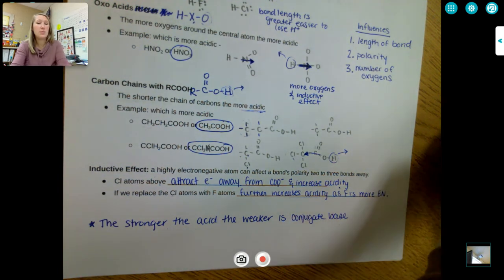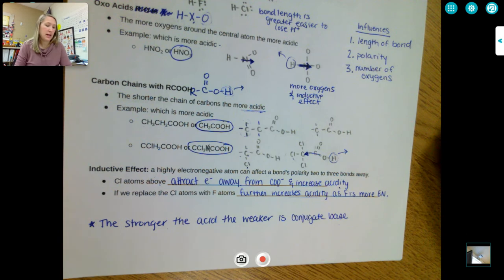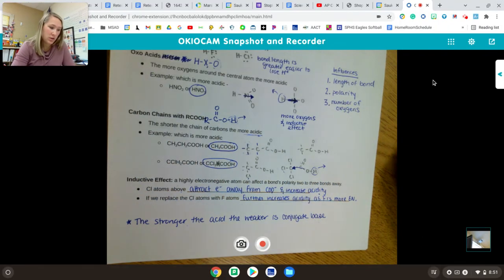So we'll continue to practice that and look at some different examples as to how structure can influence the strength of acids and bases.